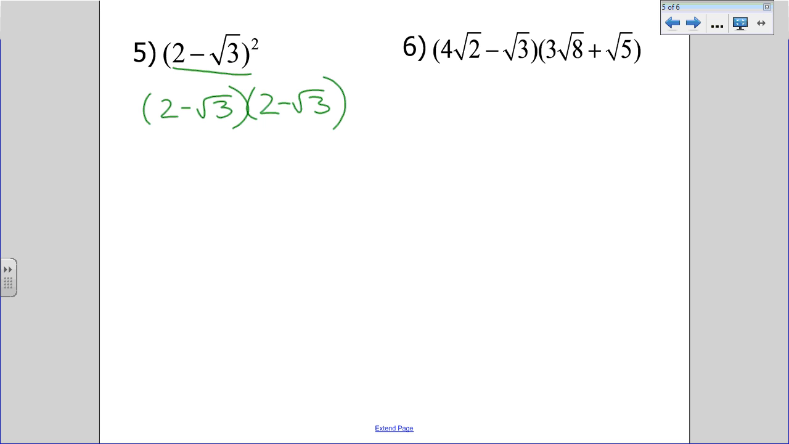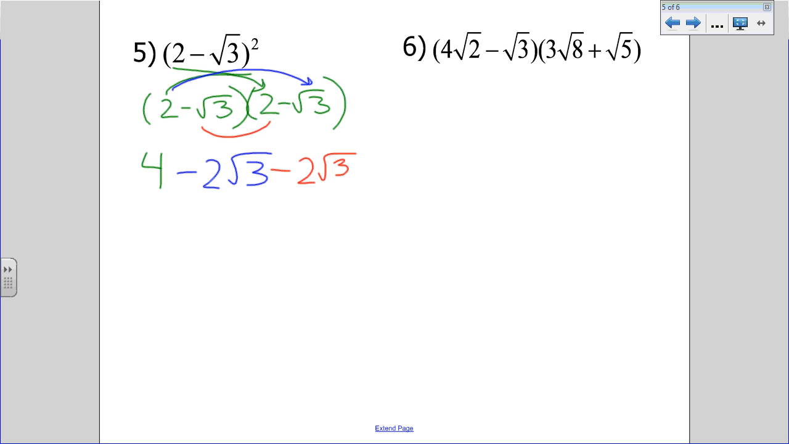So now what is 2 times 2? What is 2 times a negative square root of 3? Negative 2 square roots of 3. Why is it not square root of 6? Good job. We've got one non-radical, one radical. I cannot actually multiply those digits together. It stays separate. So the same thing here. I'm going to do negative square root of 3 times 2, which is a negative 2 square roots of 3.